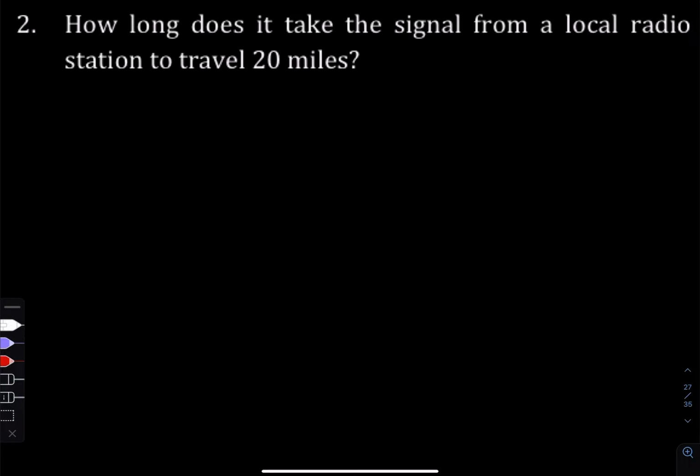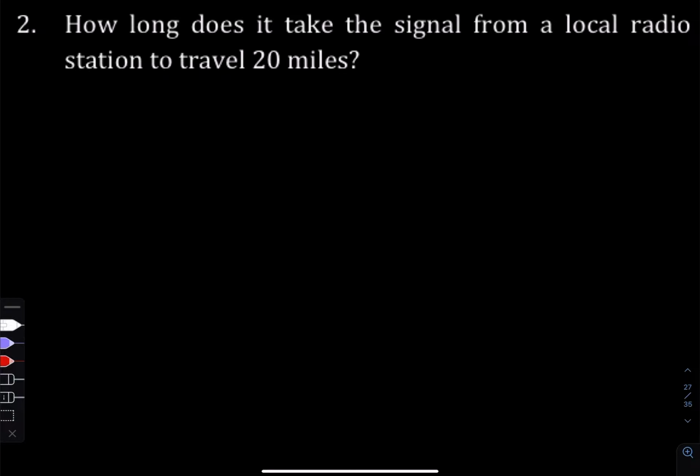Here it says, how long does it take the signal from a local radio station to travel 20 miles? Radio waves are the same thing as light. They're electromagnetic radiation. Although we can only see specific wavelengths of electromagnetic radiation, all the other wavelengths outside the visible light spectrum still travel at the same exact speed, which is 3 times 10 to the 8th. I need to look up what a mile is in meters.